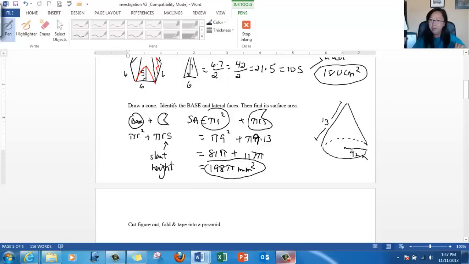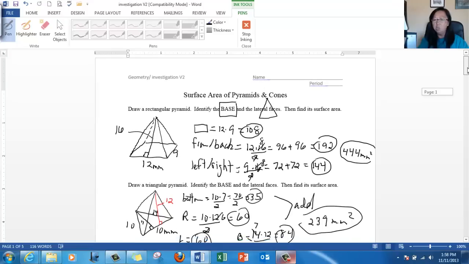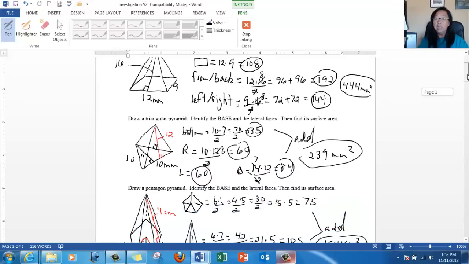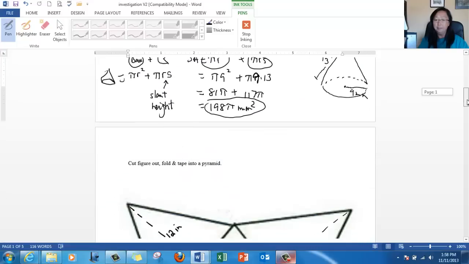And we're done. Okay? So there's only one formula here that you need to know, and it's the cone formula. Pi r squared plus pi r s, s for slant height. Whereas the rest of the shapes, there isn't any formula. You just do each face separately and add the faces up, and you're done.